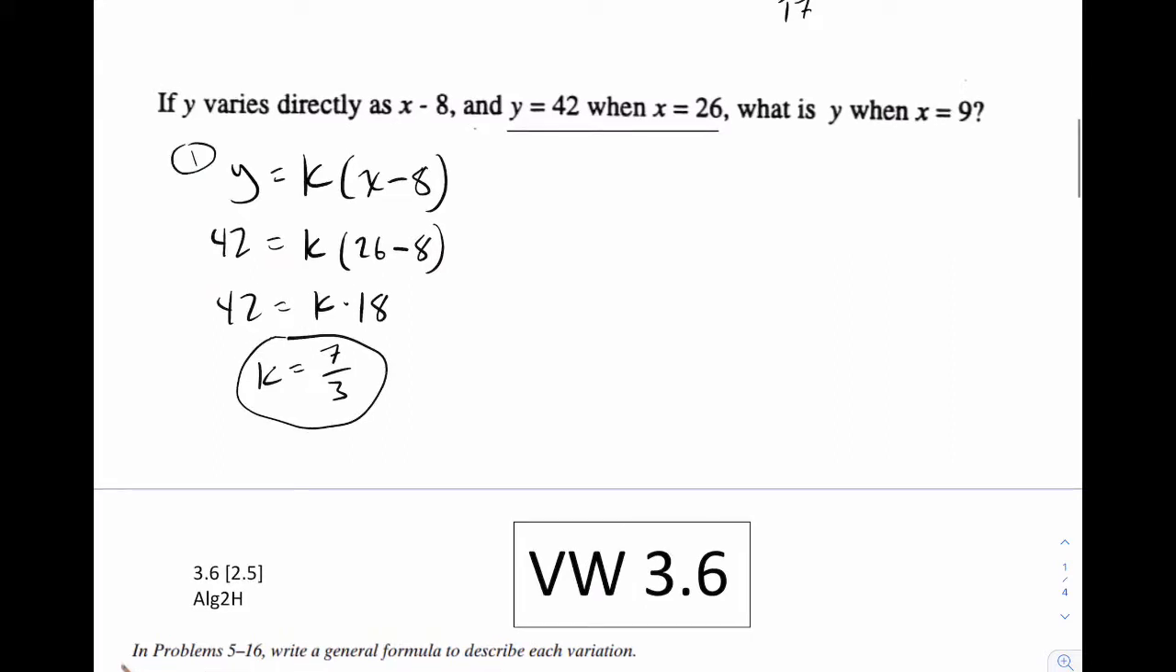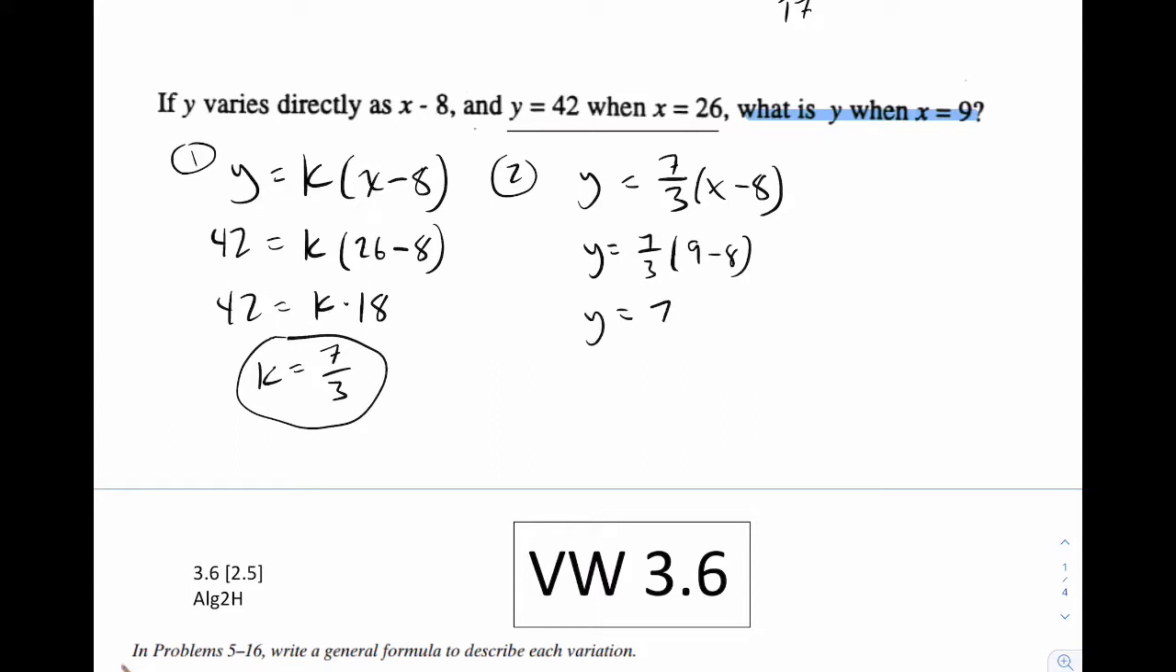Now, follow the same steps, right? We have our formula now. Y is equal to 7 over 3, x minus 8, except it's asking you what is y when x is 9. So simply plug in 9. Y equals 7 over 3 times 9 minus 8. So y must be 7 over 3. That's it.